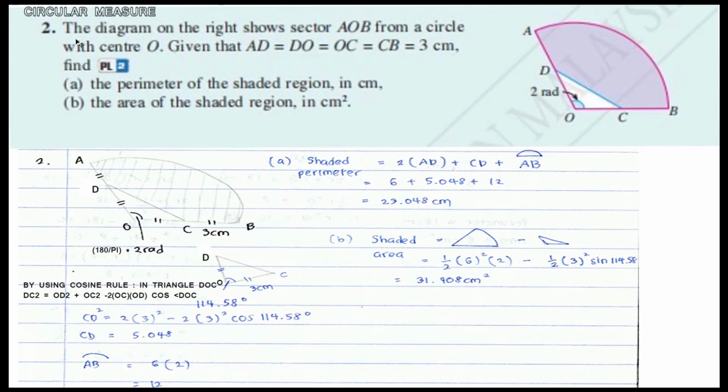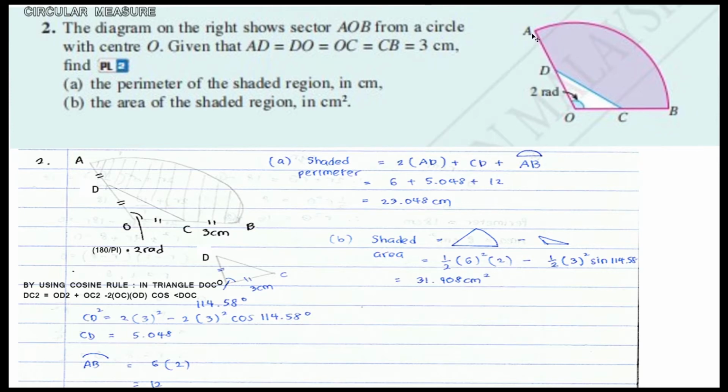Circular measure summative exercise 2. This diagram AOB is a sector. It is given that AD is equal to DO is equal to OC is equal to CB, which is 3 centimeter. Now you need to find out the perimeter of the shaded region. This is the shaded region in purple color. So you need to find out the perimeter of the shaded region.